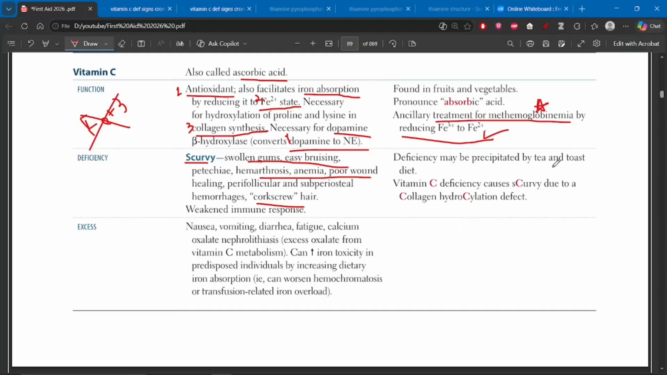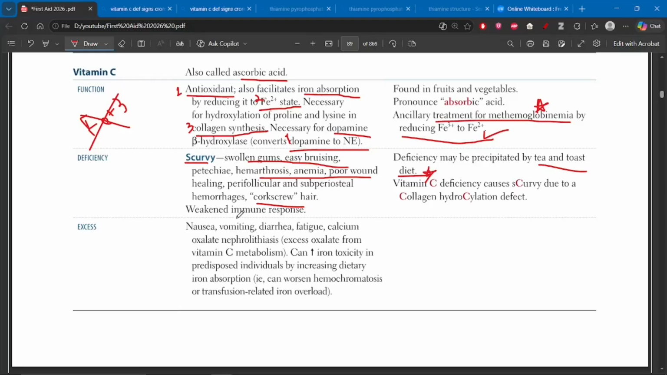Deficiency may be precipitated by a tea and toast diet. This is a buzzword. It doesn't really come up in exams anymore, but they usually describe an old female living alone who just consumes tea and toast and biscuits. That's it. So this is a buzzword. It's good to keep in mind, but I don't think that it really comes up now.